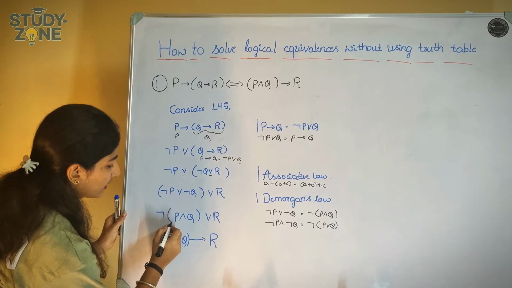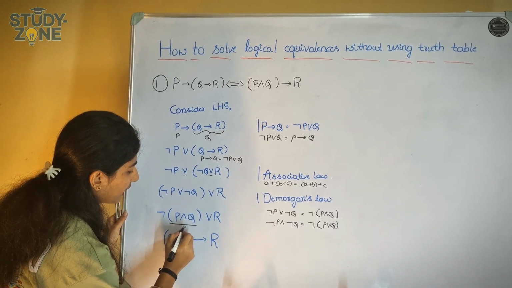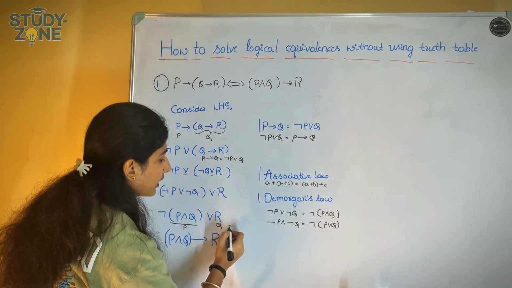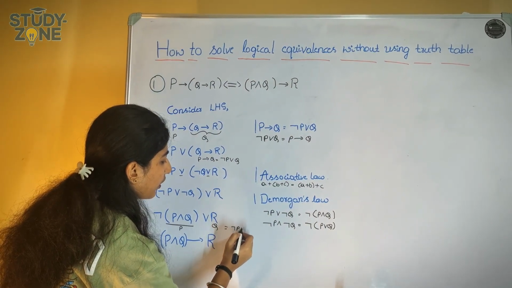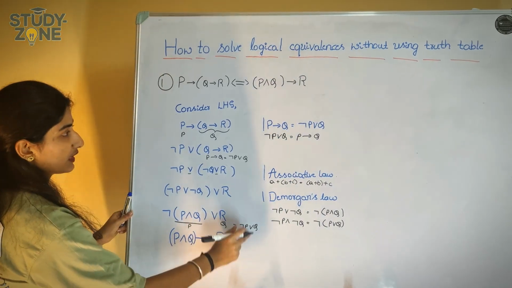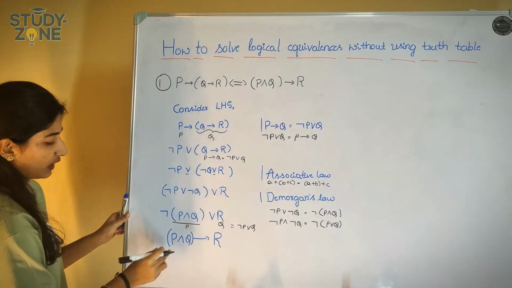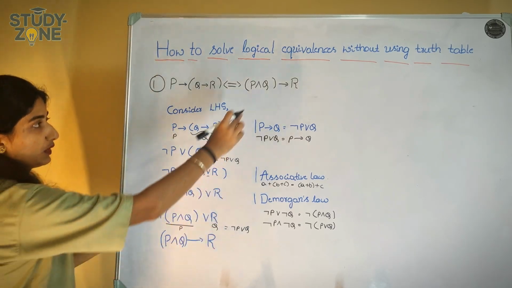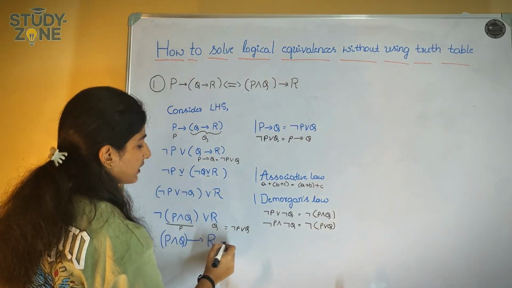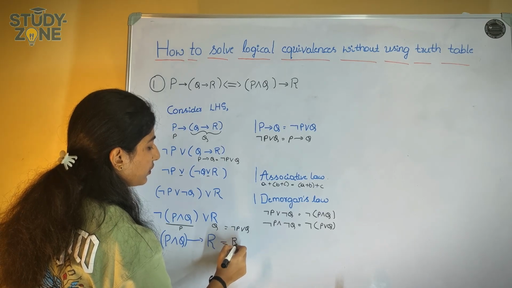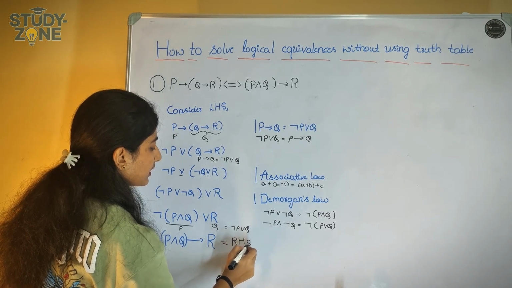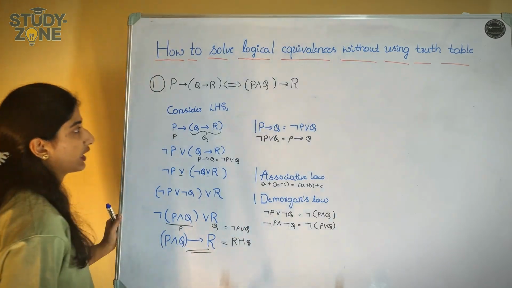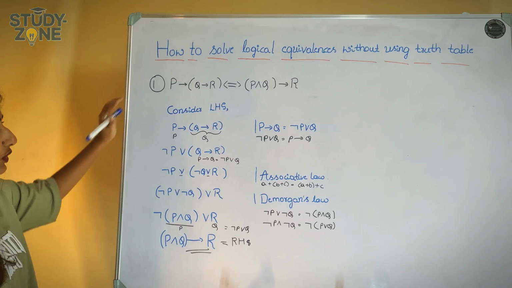So here consider this as P and this as Q. Here it is not P or Q, which means P implies Q, correct, which means (P and Q) implies R, which is equal to the RHS. Therefore, these are logically equivalent. So these are the steps to solve the first question.